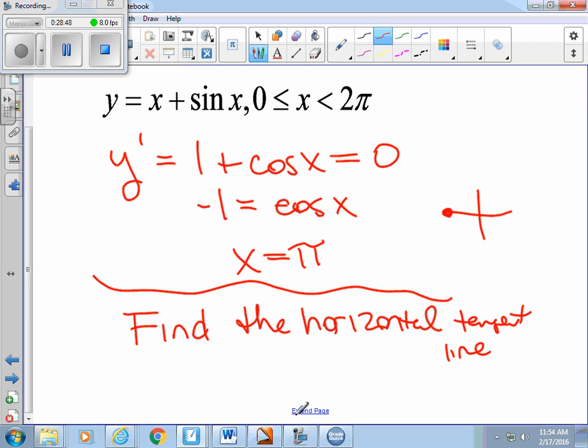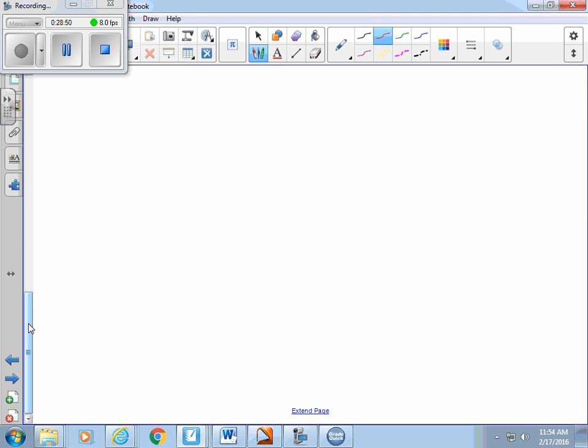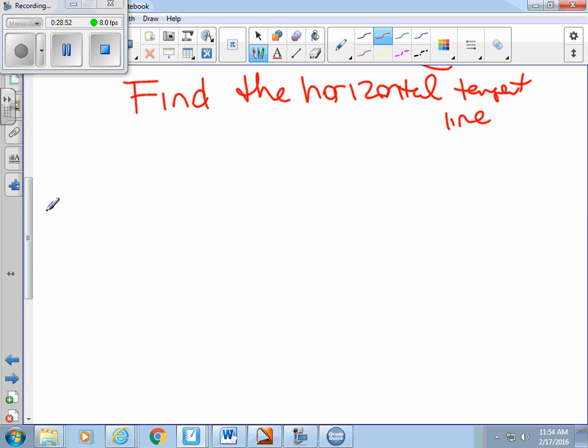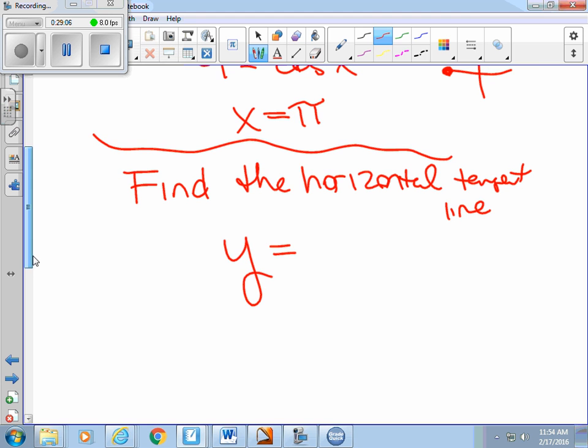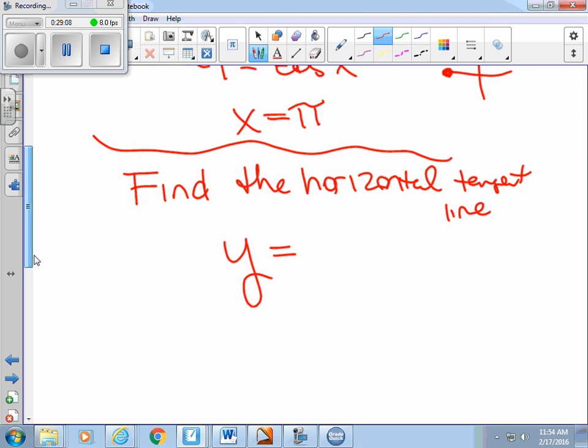What does a horizontal line look like? It's a y equals, right? The slope is always 0, right? It's y equals something. Agreed? Y equals what? What number?